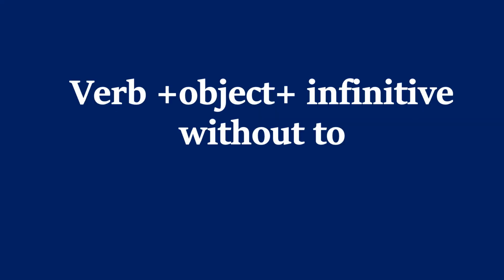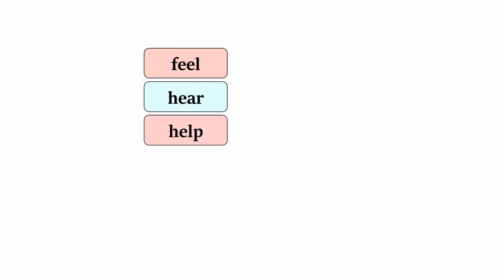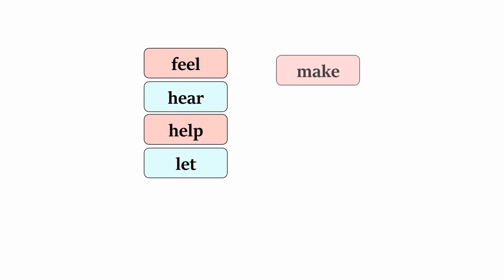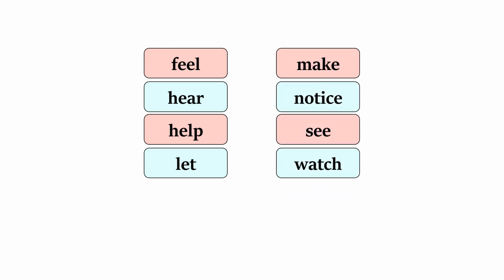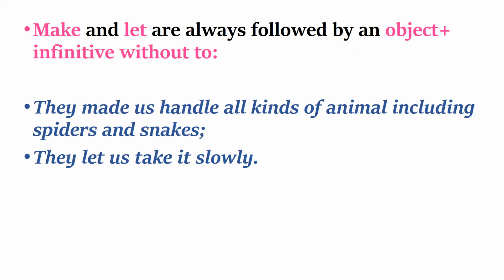The other pattern is verb plus object plus infinitive without to. These verbs are feel, hear, help, let, make, notice, see, watch. Verbs make and let are always followed by an object plus infinitive without to. Examples. They made us handle all kinds of animals including spiders and snakes. They let us take it slowly.